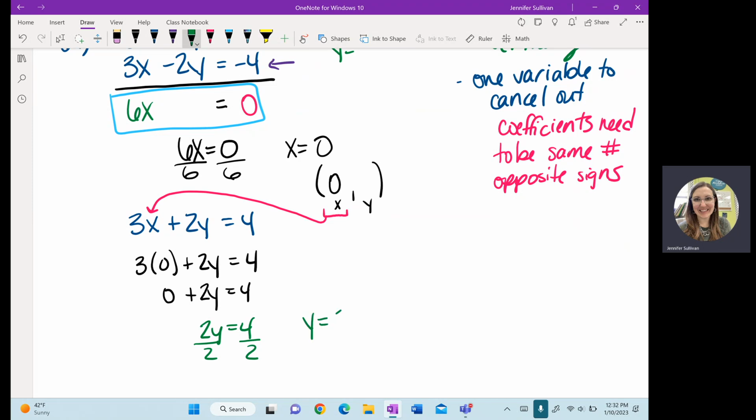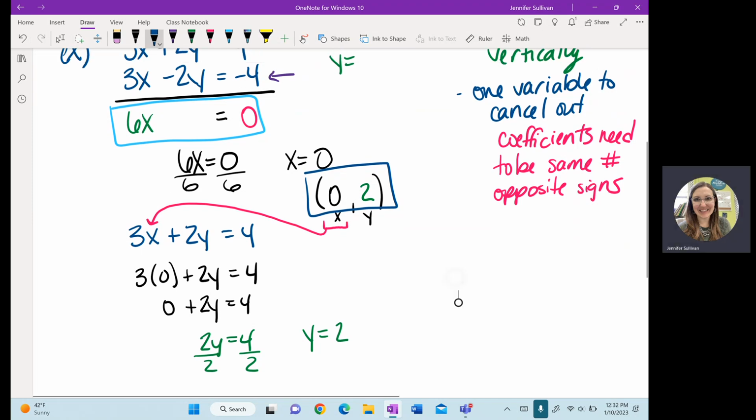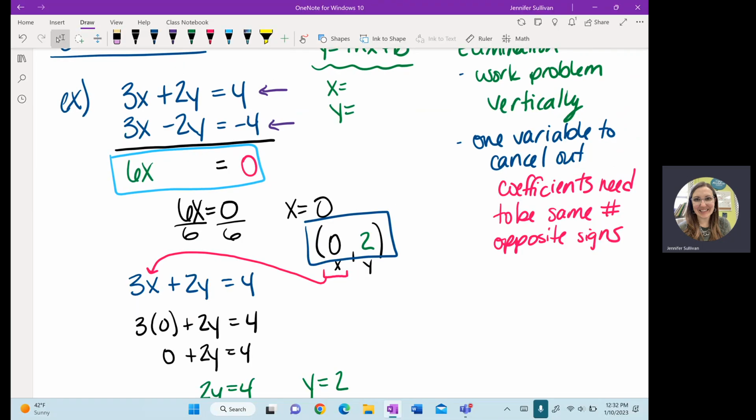So y equals 2. This 2 I'm going to put back up into my answer, that is my coordinate point, and I'm going to circle it. So this is the solution. Again, remember, if I were to graph both of these equations, they should cross at the point (0, 2).